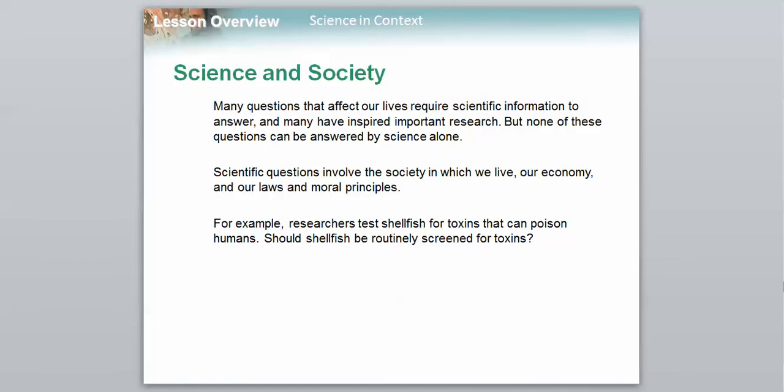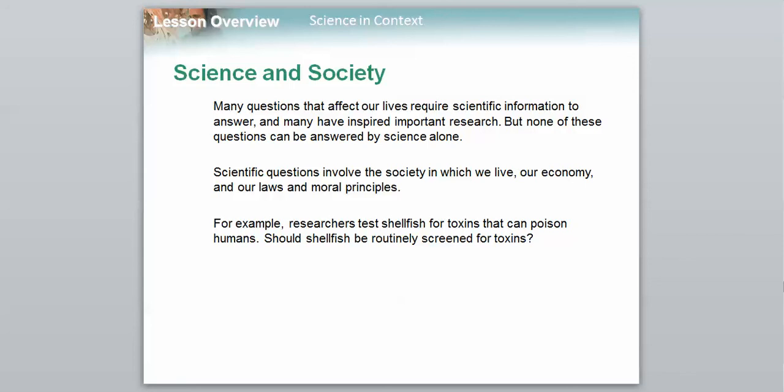So we need society and other aspects to come in and help us out when it comes to science. So scientists' questions involve the society in which we live, our economy, and our laws, and our morals, and our principles. Researchers test shellfish for toxins that can poison humans. So should shellfish be routinely screened for toxins? Now that is not just a question of science, because someone is going to have to put up the money, like with our economy, to make sure that that is actually going to be able to happen.